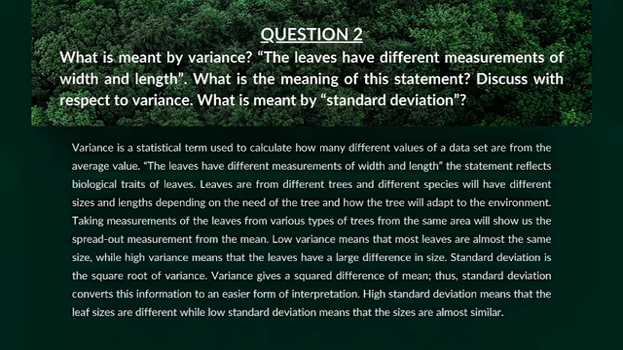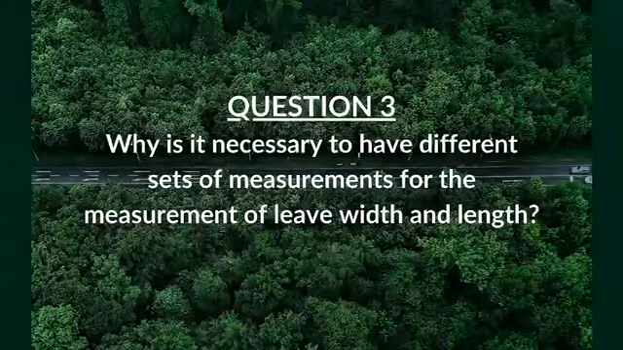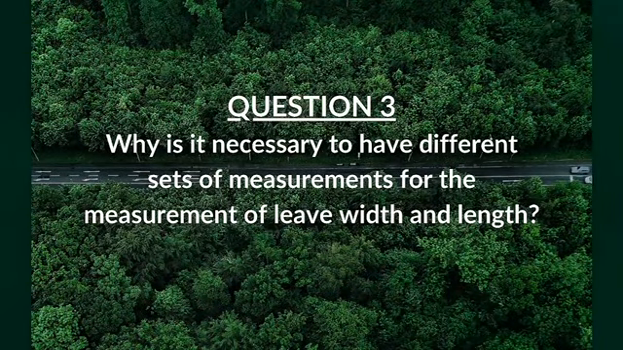Then, standard deviation is the square root of the variance. Variance gives a square difference of mean. Thus, standard deviation converts this information to an easier form of interpretation. High standard deviation means that the leaf sizes are different, while low standard deviation means that the sizes are almost similar.